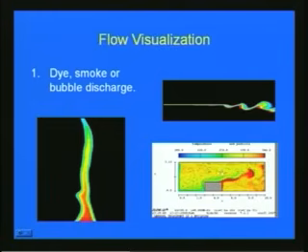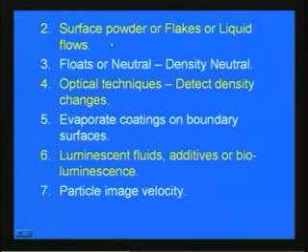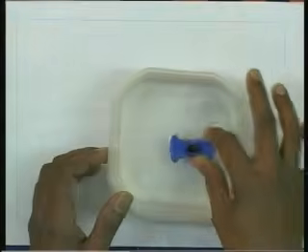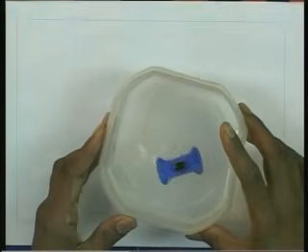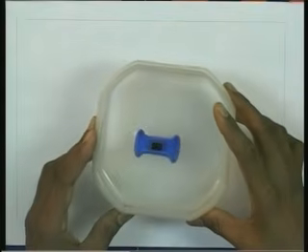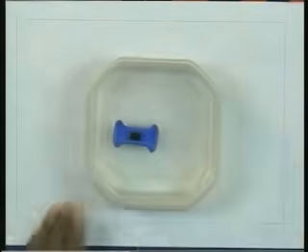So using a dye or smoke or bubbles, we can easily visualize what is happening. That is one of the important techniques used in fluid mechanics. And then we can use surface powder or flakes or liquid flows. Here, in this container or an open channel, if the flow is flowing, then you can use some flakes or floating material, and you can see how it is moving. That is the way we can observe the fluid movement, using surface powder or flakes or liquid flows.